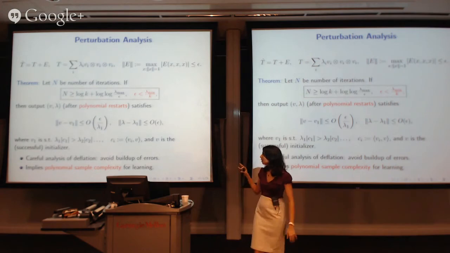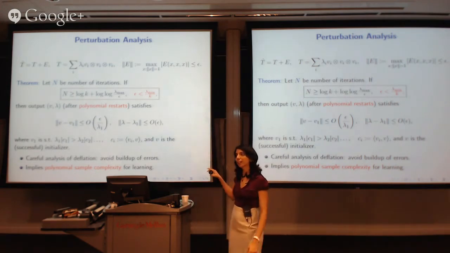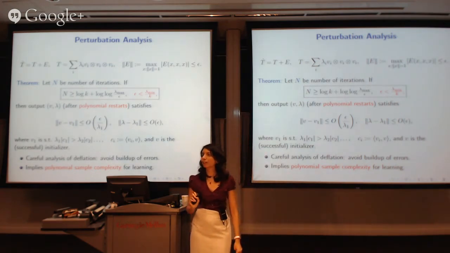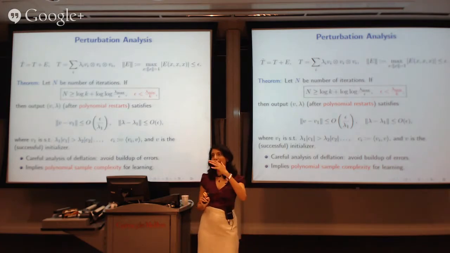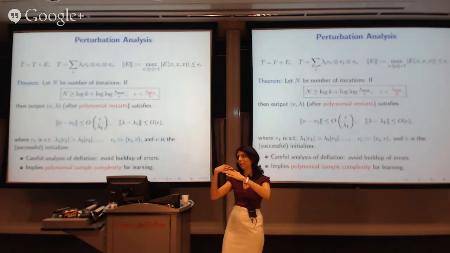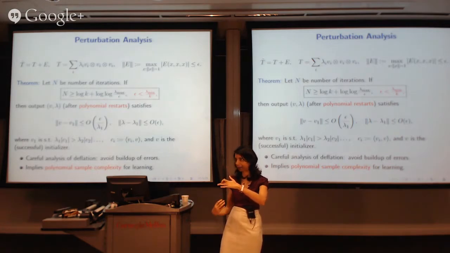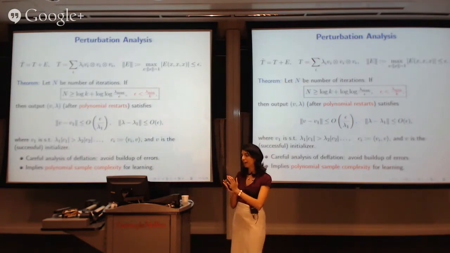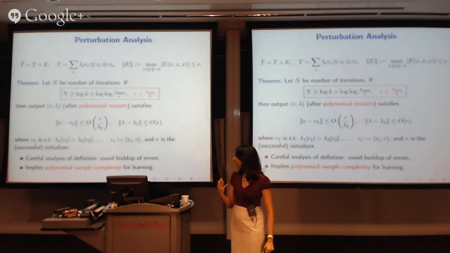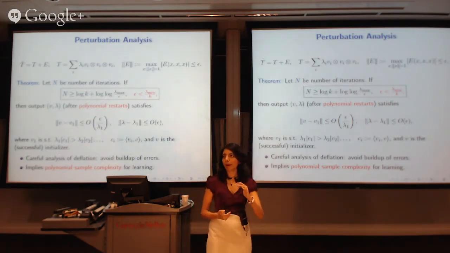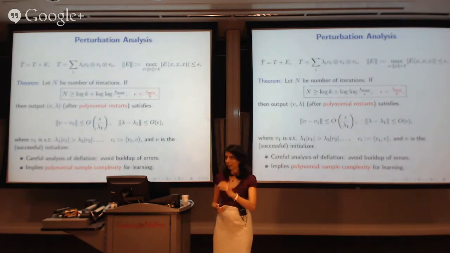Okay. And in fact, the deflation analysis is quite delicate for this tensor case, because if I did it naively, I would have a big buildup of errors from one step to the next. I want to avoid that by arguing that I'm going to find an eigenvector that's almost orthogonal to the recovered ones, right? Then I can control the error. Because of this almost orthogonality, I can maintain the same level of error in all steps of deflation.